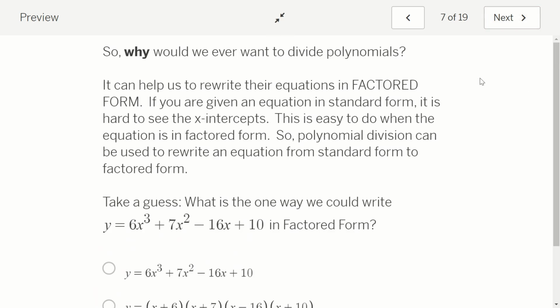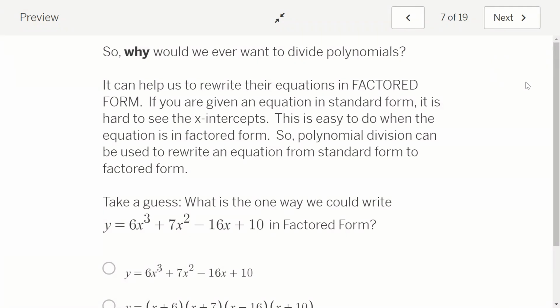Okay. So why would we ever want to divide polynomials? Excellent question. This was written by another teacher and then edited by a teacher at Atlantic Coast, and then I edited it further. But this is one of the original questions. Why do we want to do this? Well, it can help us factor. It can help us with a couple other things that we can do with polynomials. So it can help us to rewrite their equations in factored form.